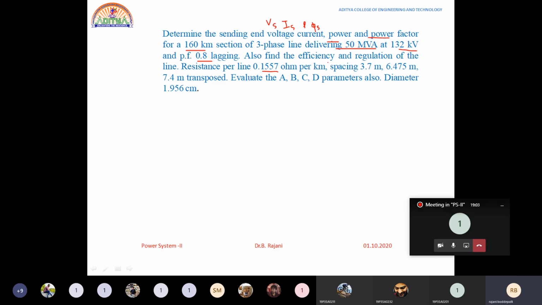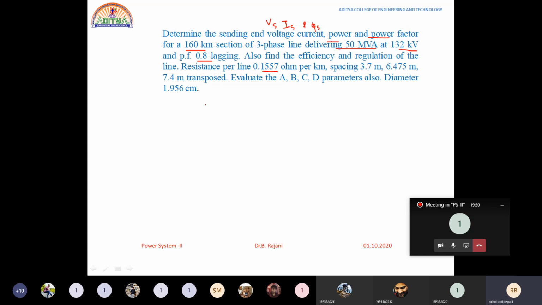See, the spacing between the conductors is given in different ways. The spacing is different: 3.7 meters on one side, 6.475 on another side, and 7.4 meters on another side. So the spacing between the conductors is different here. It is a three phase transmission line. So for this condition, we'll see how to find it now.